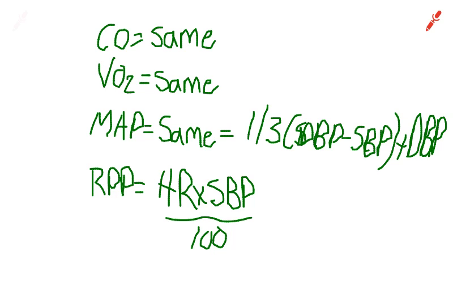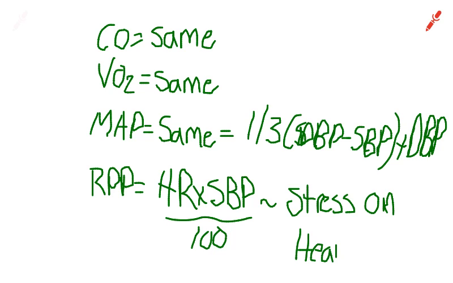Now how would a trained athlete's rate pressure product differ from an untrained athlete at rest? Now remember, rate pressure product, you can just say is the stress on the heart. Technically, it's the indirect oxygen consumption of the heart, but let's just say it's the stress on the heart because that's an easier term to understand. Now, if the heart gets stressed, the harder it works, right? Obviously, if you work harder, you get stressed.